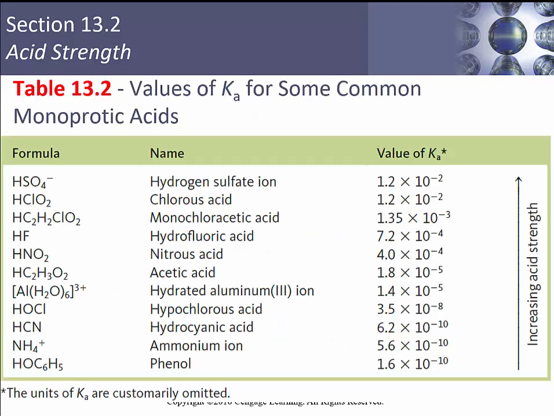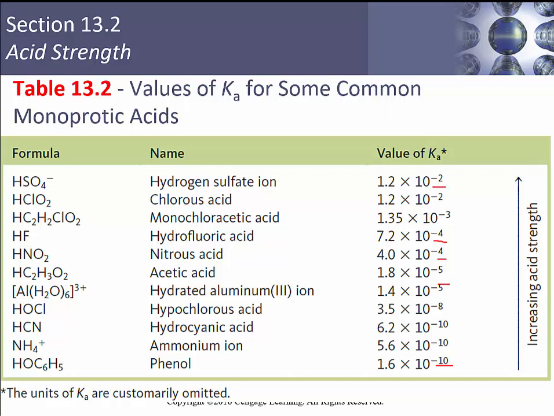Right? We have a table for a Ka for a lot of common monoprotic acids. So HSO4 minus is going to be times 10 to the minus 2. Something like HF is times 10 to the minus 4. Something like phenol, times 10 to the minus 10. Something like nitric acid is going to be in the 4s. Acetic acid is in the minus 5s. Right? So you're having a rough idea of where these come in.